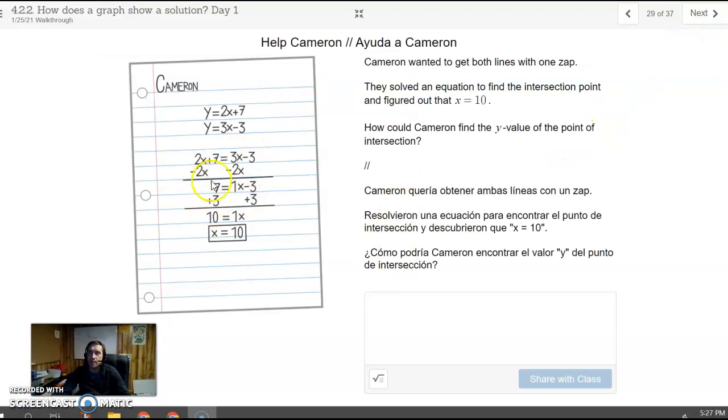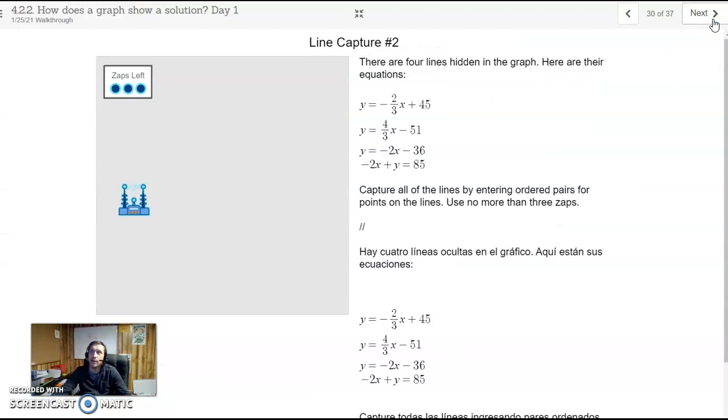If you're still stuck, this is how you work out the first part to get x equals 10. And then remember, how do you find what y is? You back substitute in, and you place that 10 in for x, and you get 20 plus 7, which is 27.